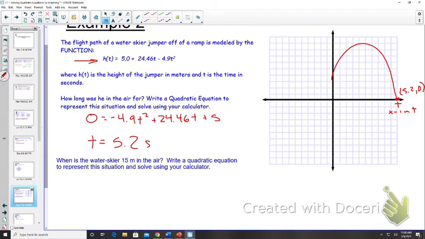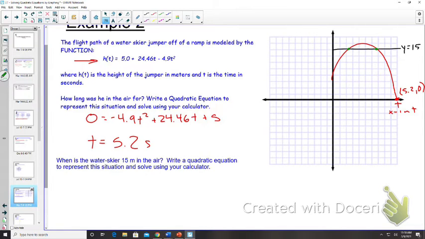When is the water skier 15 meters in the air? So let's say this is y equals 15, right? Y is equal to 15. So we want to find this particular point, and this one, because those are the two points where he is at 15 meters in the air, right? Does that make sense? Logan? Okay. Good.